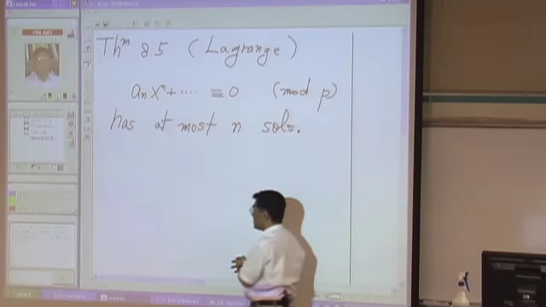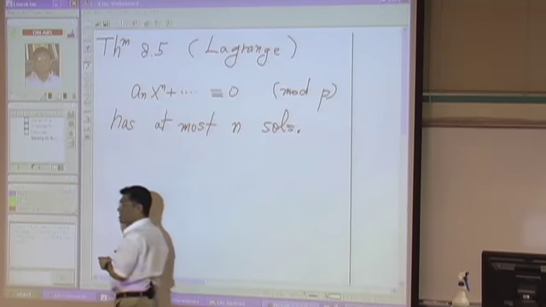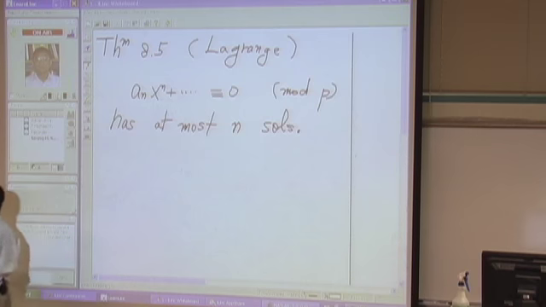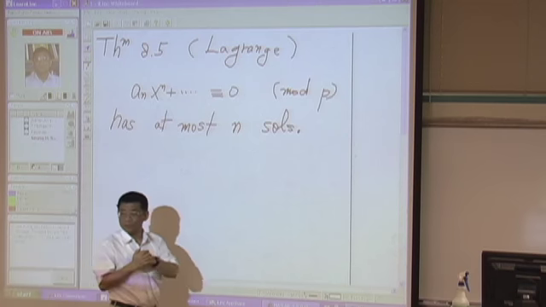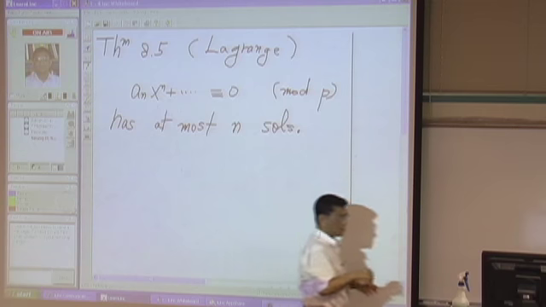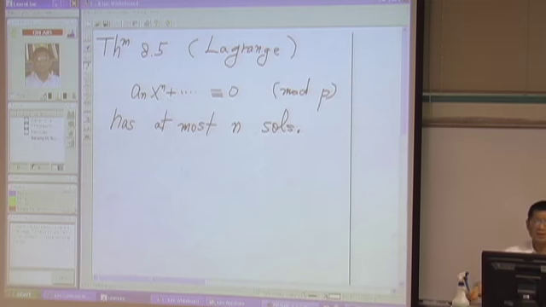Modulo P, which is a prime. If it is not prime, then there can be many more solutions than just n. But if it is prime, then there are at most n solutions. For instance, assume that we relax the condition on P, so assume that P is not prime.